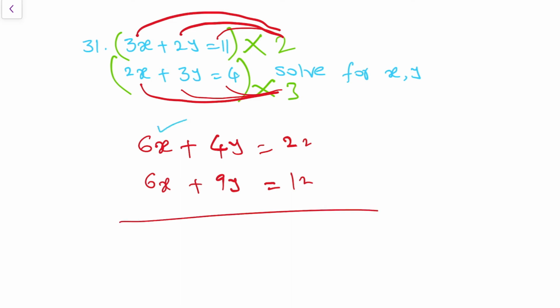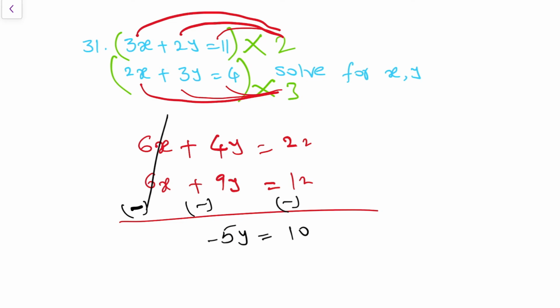Here 6x is there, here also 6x is there, both are plus. If both are plus, we need to do subtraction. So minus, minus, minus. Plus 6x minus 6x cancel. 4y minus 9y is minus 5y, equals 22 minus 12, which is 10.